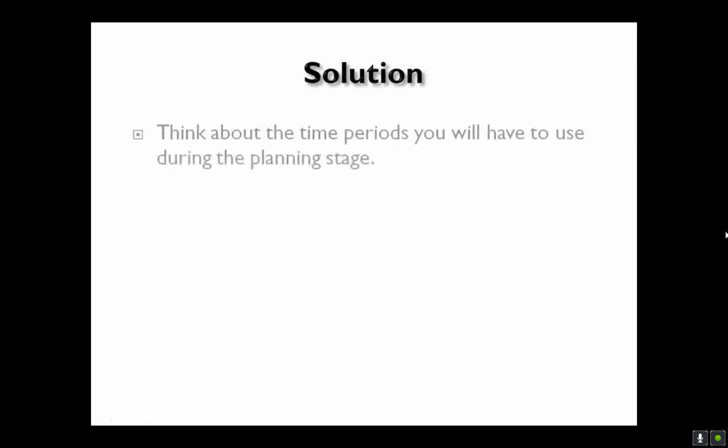So the solution to this is to think about the time periods you will have to use during the planning stage. So look at the bullet points and think, what time period am I talking about here? Am I talking about the past, present, or the future? And you can just mark down past, present, or future beside those bullet points and think about it during the planning stage, and that will ensure that you use the correct tenses when you're writing.